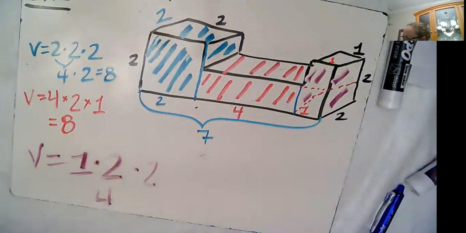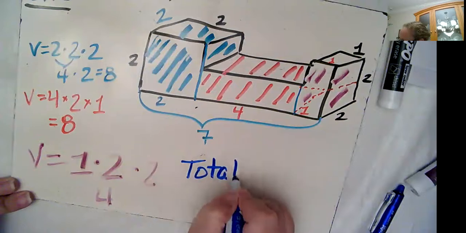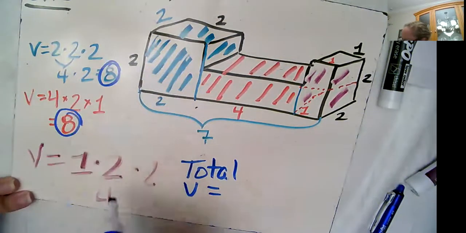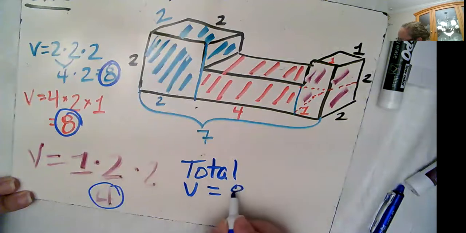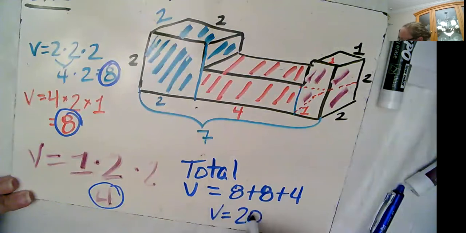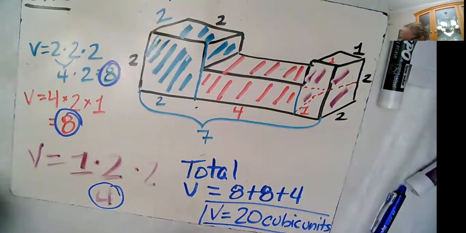So now we're going to do total volume. So total volume is equal to 8 plus 8 plus 4. 16 plus 4. So the volume is 20. What is it? Just units. Cubic units. So that's number one.